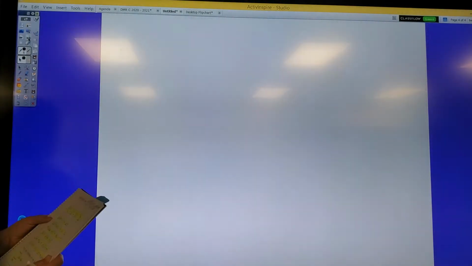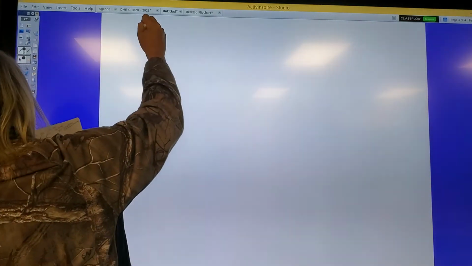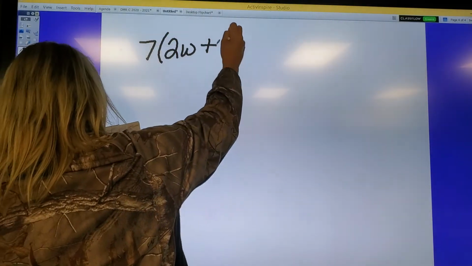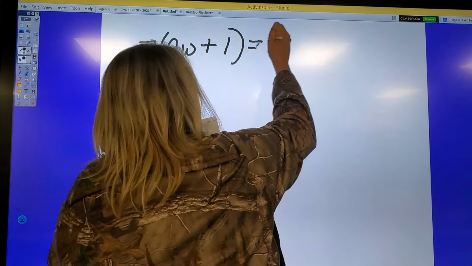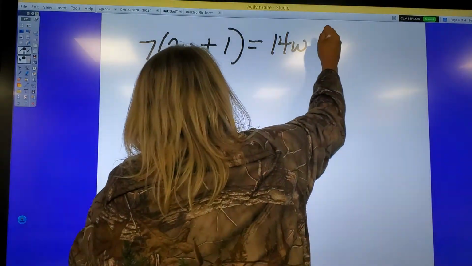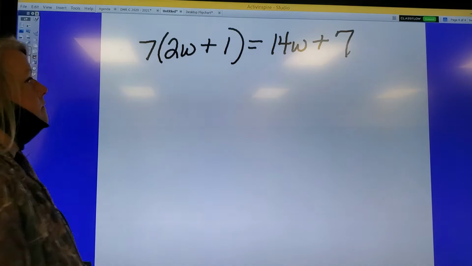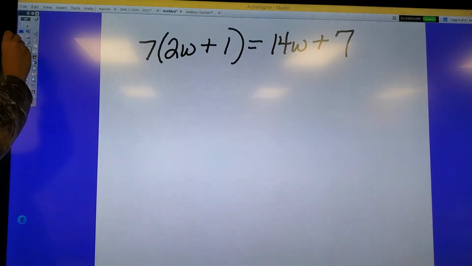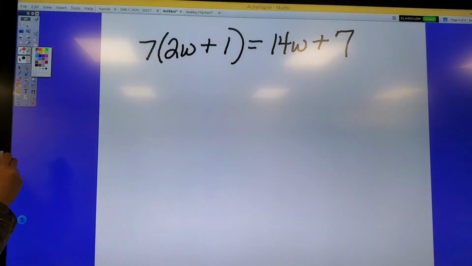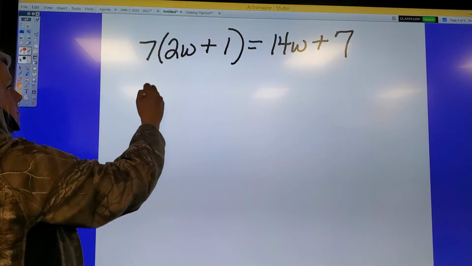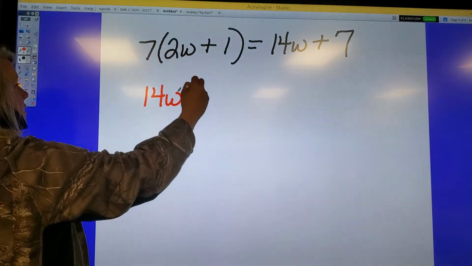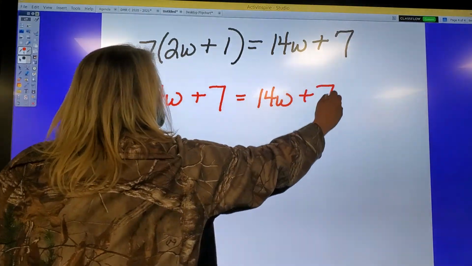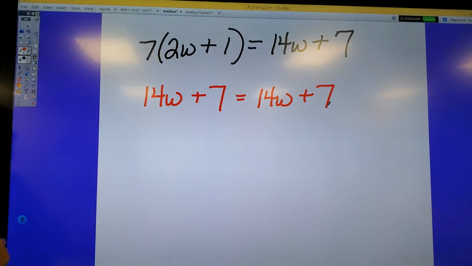Next problem. How about we have 7 parentheses 2w plus 1 equals 14w plus 7. Alright, so before we worry about anything, let's distribute. 7 times 2w and 7 times 1. What do you notice? Same. Equal each other. They're exactly the same.